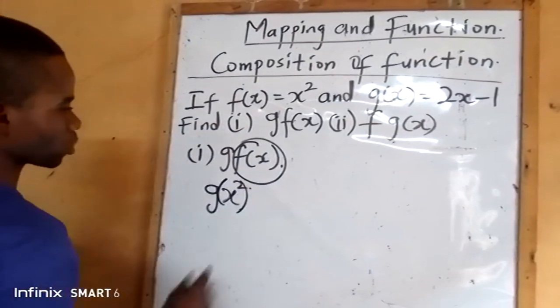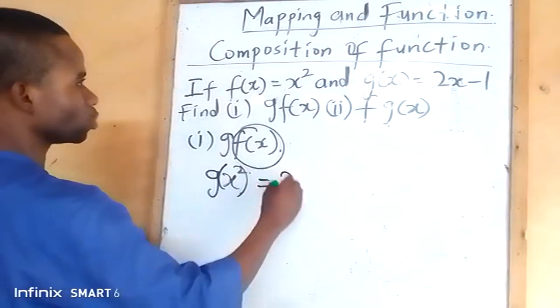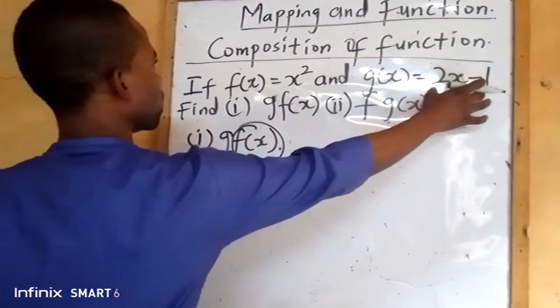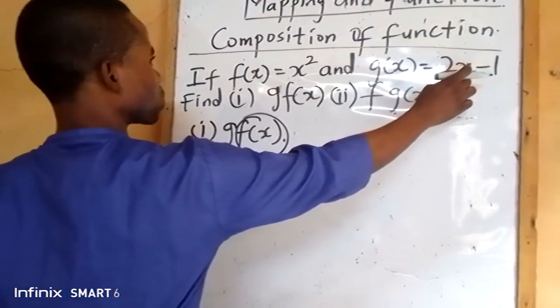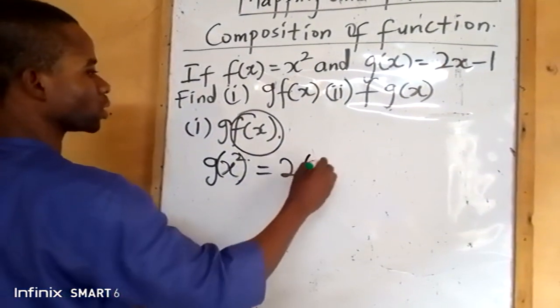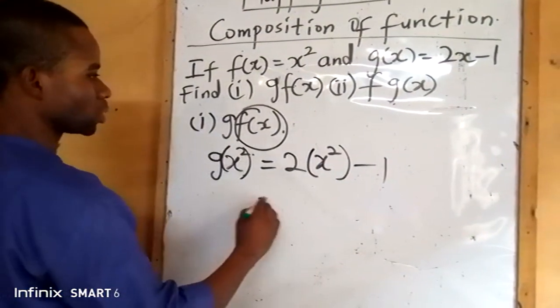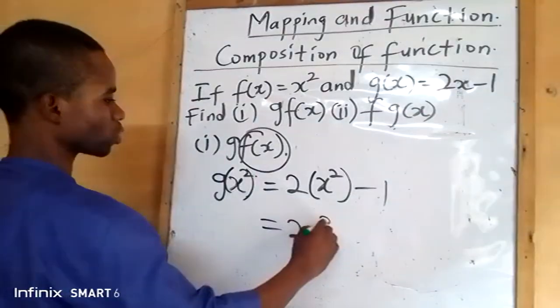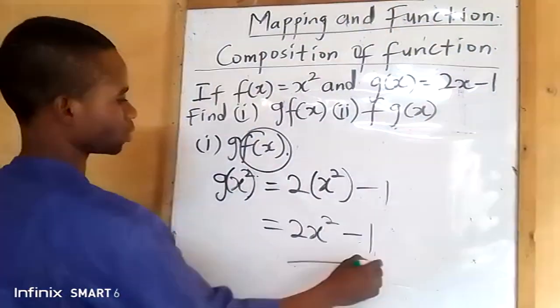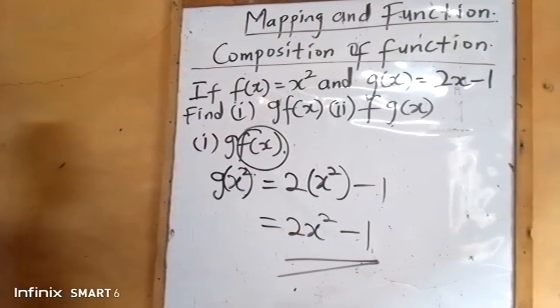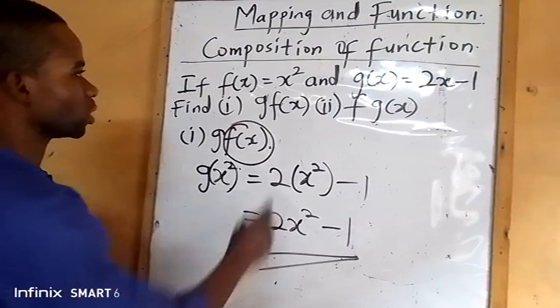g of x squared equals, anywhere I see x in g of x, I'll put x squared there. 2 open bracket x squared minus 1. That means our answer is 2x squared minus 1. So that is for the first example.